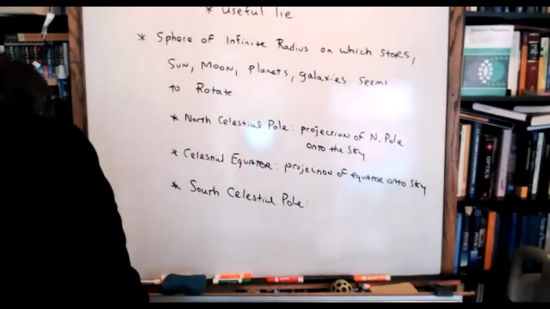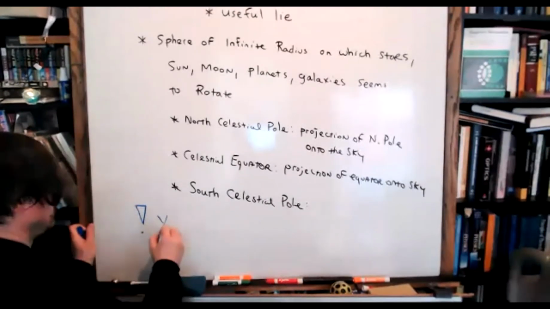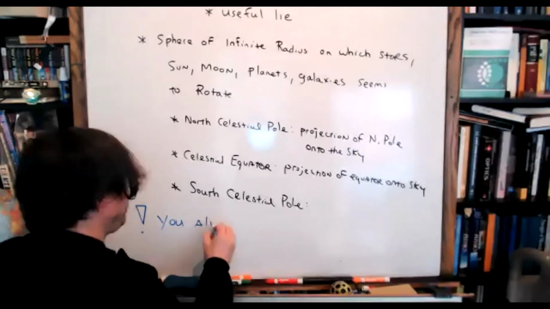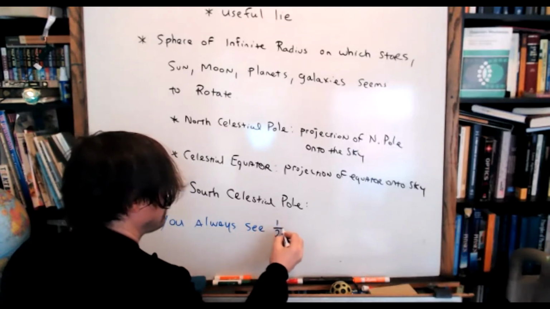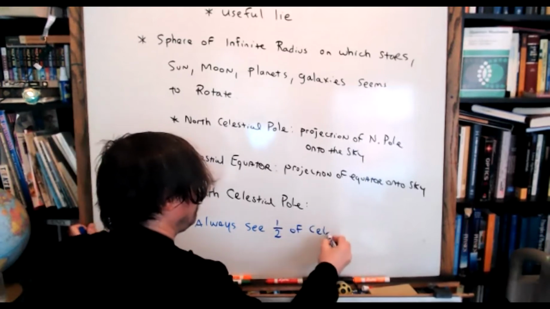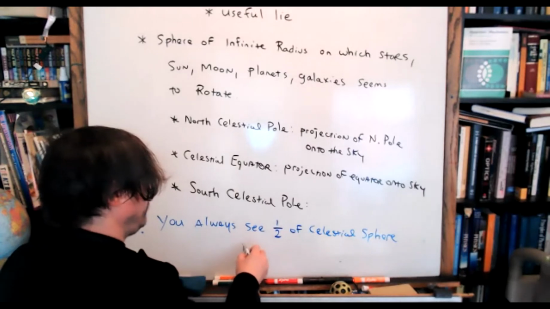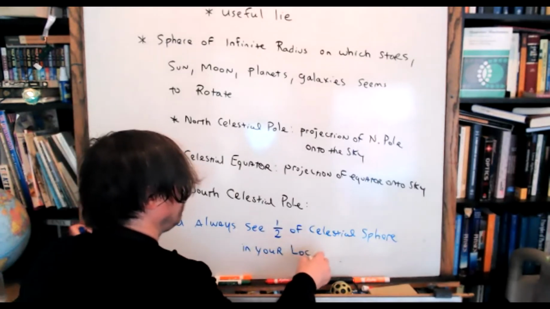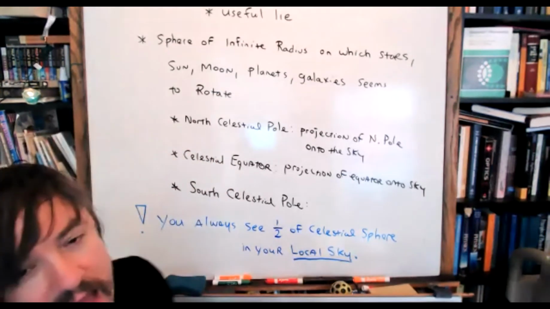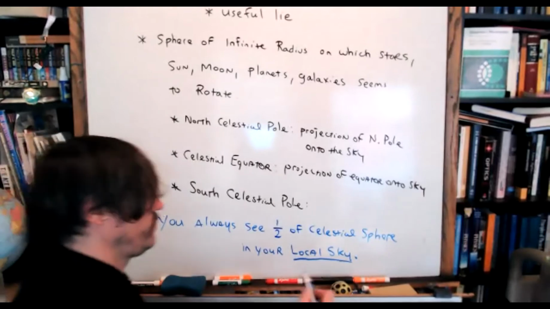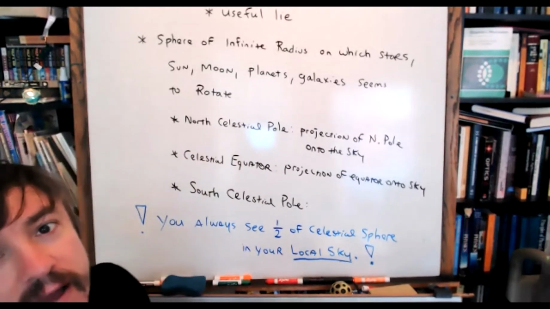I'm going to put it in a different color because it's important. You always see 1/2 of the celestial sphere in your local sky. I want you to underline local sky, because that's a key vocabulary concept. Let's put an exclamation on that side too. You always see 1/2 of the celestial sphere in your local sky.